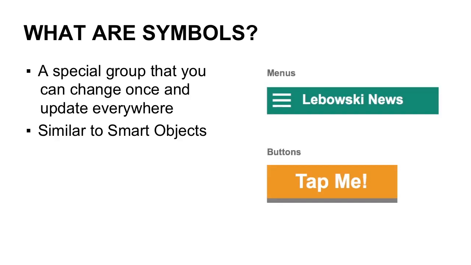What are symbols? They're an easily repeatable group of objects. You can place them anywhere, update them once, and have every other instance of it update immediately. If you're familiar with Photoshop, they're very similar to smart objects. A perfect example would be a button with text on it or a site menu header. Symbols are incredibly handy, and I use them all the time.